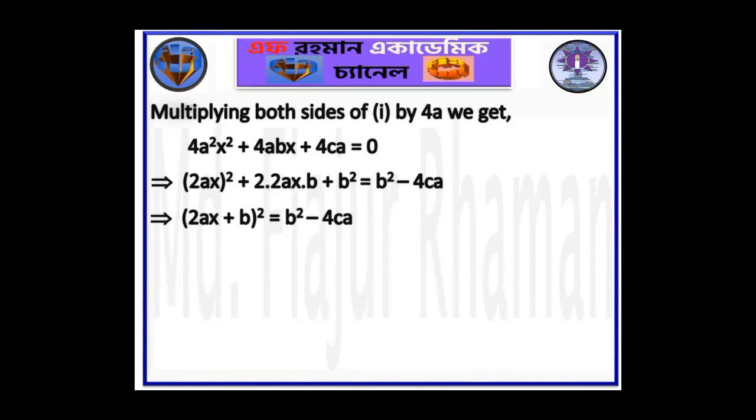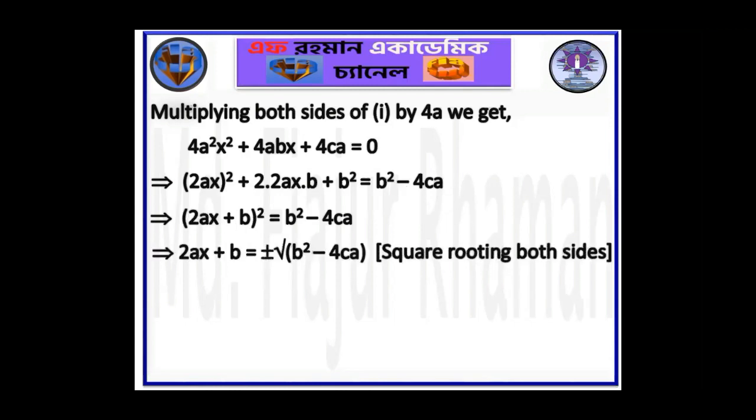Since this equation 1 is to be solved, that is, the value of x is to be found, that's why we should take square roots on both sides. Square rooting both sides, we get twice ax plus b is equal to plus minus square root of b square minus 4ca.